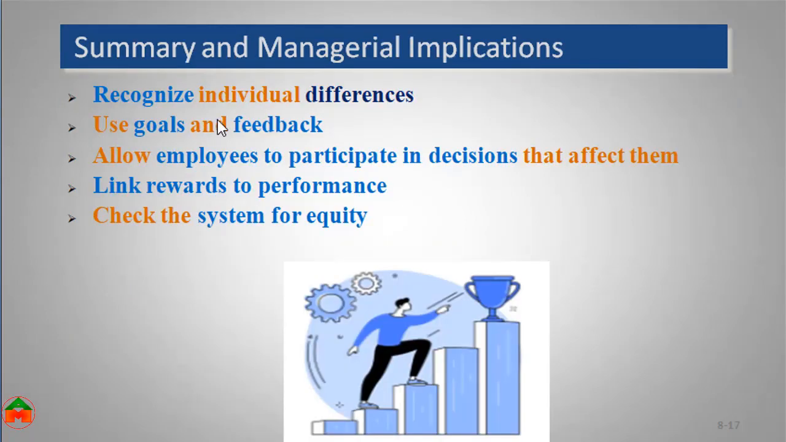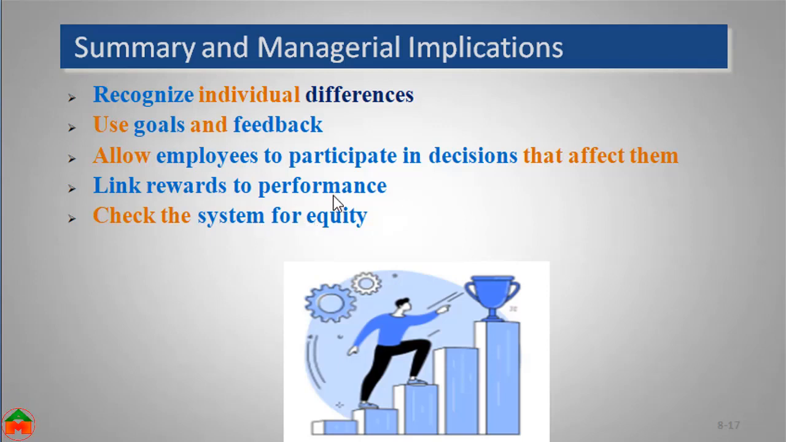This slide is the summary of the chapter. It's important to recognize the individual differences of the employees when designing and applying motivational programs. Managers will get better results if they use goals and feedback, and if they allow employees to participate in the decisions that affect them. And finally, by linking rewards to performance and making sure the system is equitable, better results will follow.